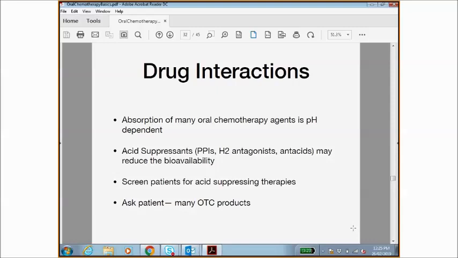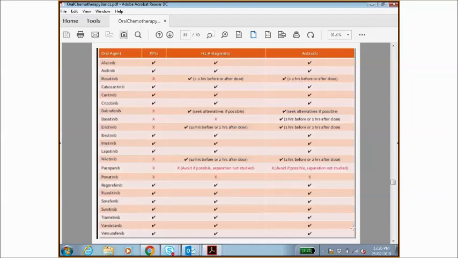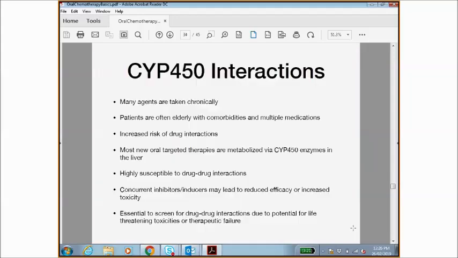So screen the patient for acid suppressing therapies. And now there's so many over-the-counter ones that you might not even know the patient is taking. Before, you would see that they were on a PPI, but now they might be getting their Nexium over-the-counter. So just always make sure, as pharmacists do, that you ask them, are you on anything else? Are you taking anything over-the-counter? So there's just a list of some of the agents and the effects that they can have.